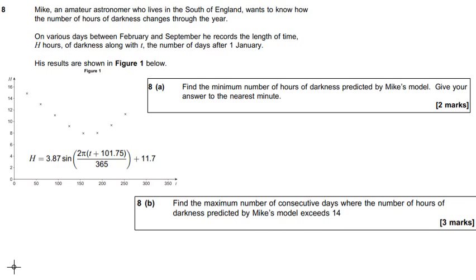So first of all, 8a, find the minimum number of hours of darkness predicted by Mike's model. Give your answer to the nearest minute. Well, this one's fairly straightforward. The minimum is going to be when the sine part has its minimum, so when sine is equal to -1. In that case, h is going to be equal to minus 3.87. Remember, sine goes from -1 to 1. So we've got minus 3.87 plus 11.7, which is 7.83.